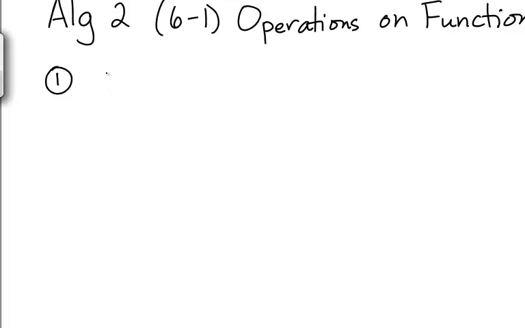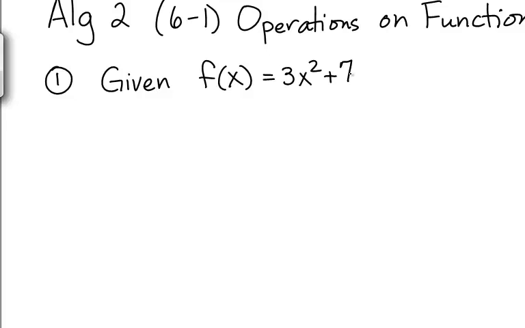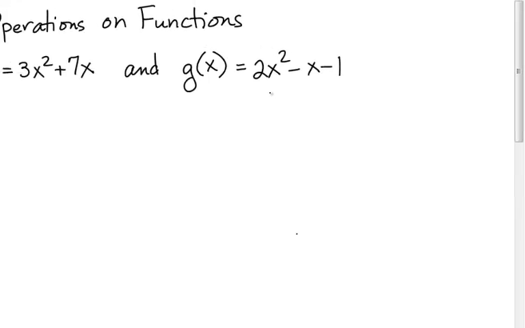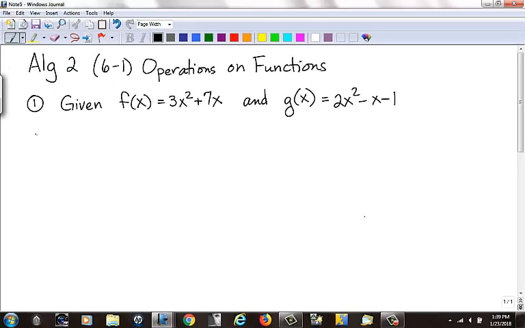Say you're given a function f of x is 3x squared plus 7x. F of x is 3x squared plus 7x. And you're given another function, and they can use whatever letters. Most of the time they're going to use the letters F and G. Sometimes they'll use H. G of x is another function. And both of these, if you look at them, they're quadratic functions. They're both going to graph parabolas.